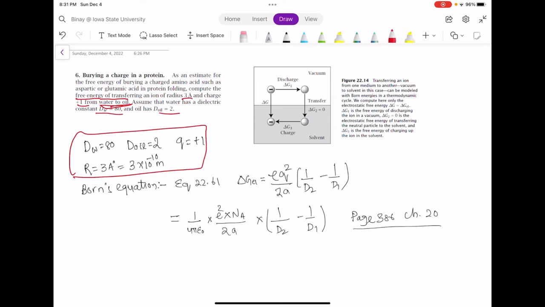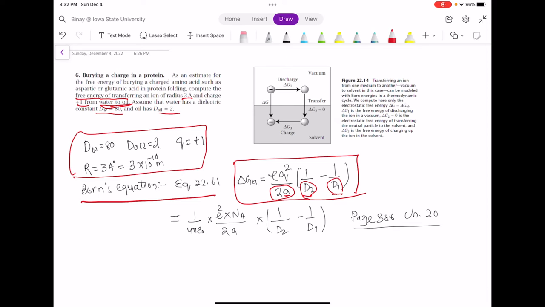So I wrote it here, Born's equation 22.61, which says delta G is equal to fancy rho q square over 2a. It is 2a because a is the radius and we have to compute for the sphere as a whole. Then 1 over the second medium minus 1 over the first medium. The second medium is the medium we are transferring to, and medium 1 is the medium we are transferring from.